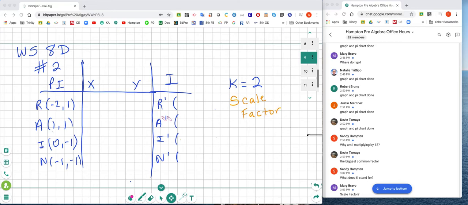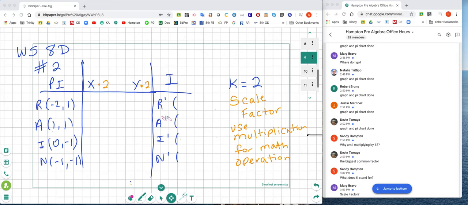And scale factor means that we are going to use multiplication for our math operation. So let's get started. If we're going to do a scale factor of 2, we're going to multiply the x by 2 and we're going to multiply the y by 2. So the first thing that we're going to do is go get our x's.